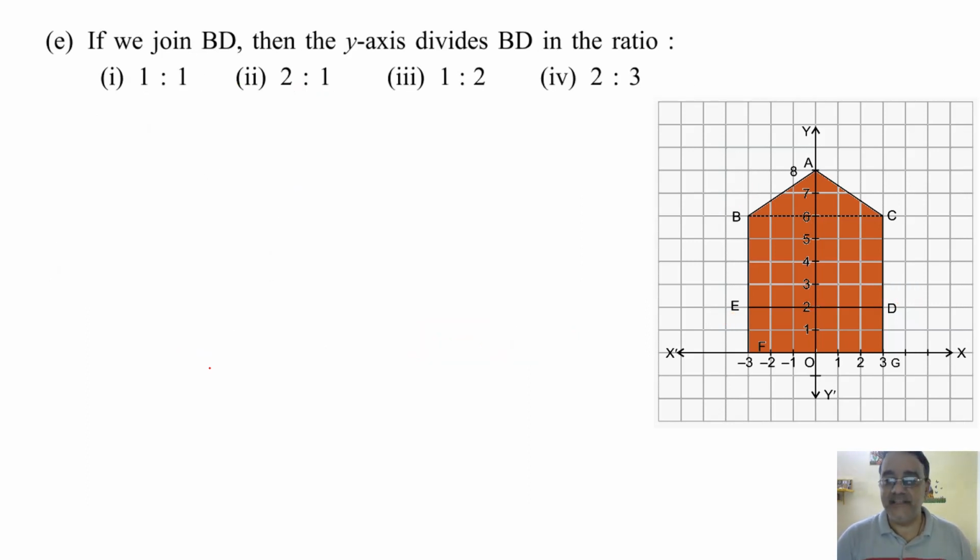Okay, so now we are moving toward the next question. If we join BD, right? If we join BD, B यहाँ पर है और D यहाँ पर है.